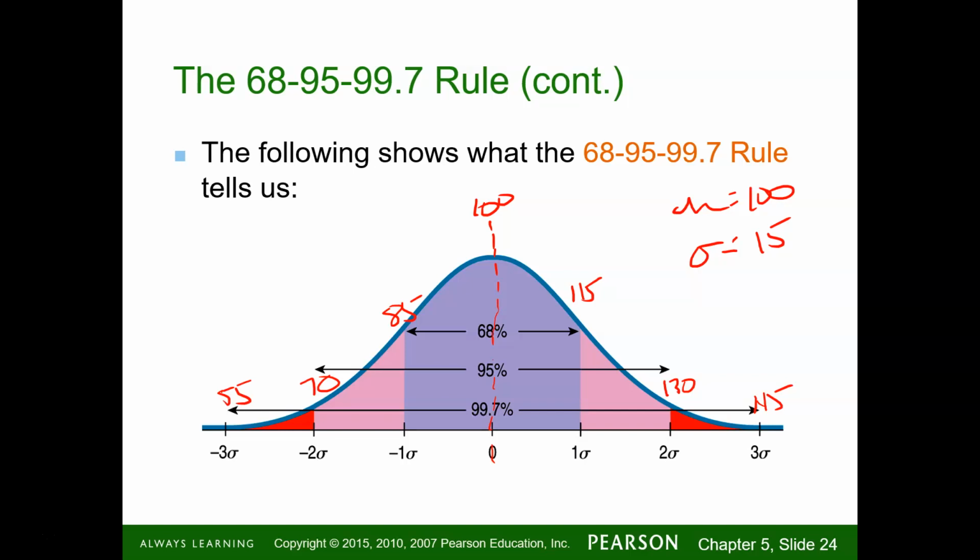What this tells us is 68% of the data is between 85 and 115. 95% of the data is between 70 and 130. And 99.7%, nearly all of it, is between 55 and 145. And as long as your data follows a normal distribution, this will always be true. It will follow this rule. So this is very useful for normal distributions.